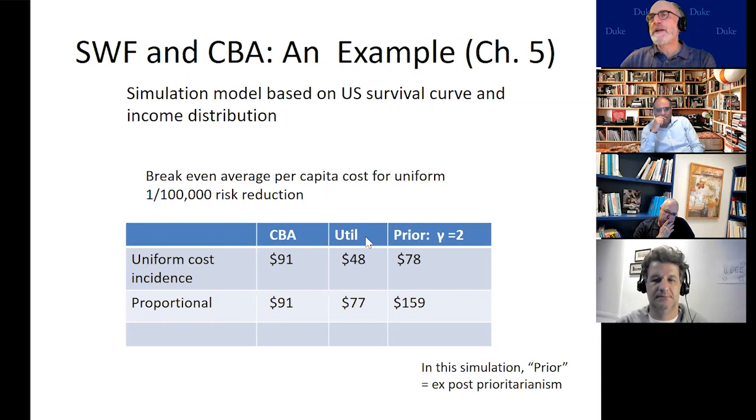And what I calculate is, for the different approaches, so for cost benefit analysis, utilitarianism, or prioritarianism. Now, prioritarianism, I should have said this earlier, is not a single approach, it's a whole family of approaches, right? By picking the form of this transformation function, you can give more and more weight to the worse off. We can talk about that, but here in this model, I pick a moderate degree of priority for the worse off, and I calculated the break-even cost. What is the maximum per capita cost that these different evaluation approaches are willing to spend for the sake of a 1 in 100,000 risk reduction? Again, this is exactly the kind of thing which EPA does all the time.